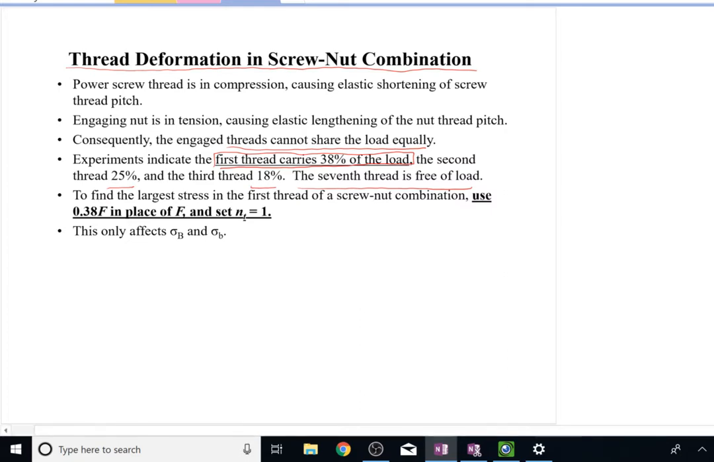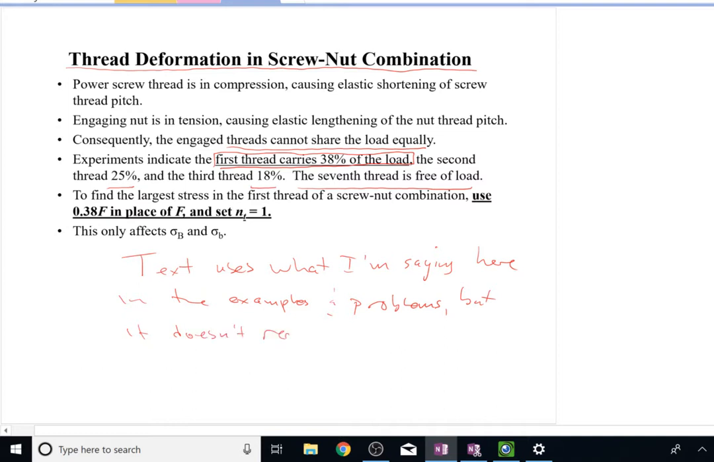So I would say here that the text uses what I'm saying here in the examples and the problems, but it doesn't really explain it well.